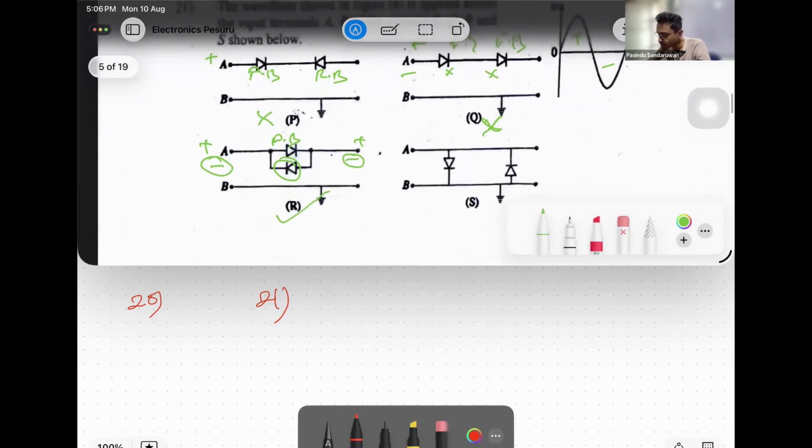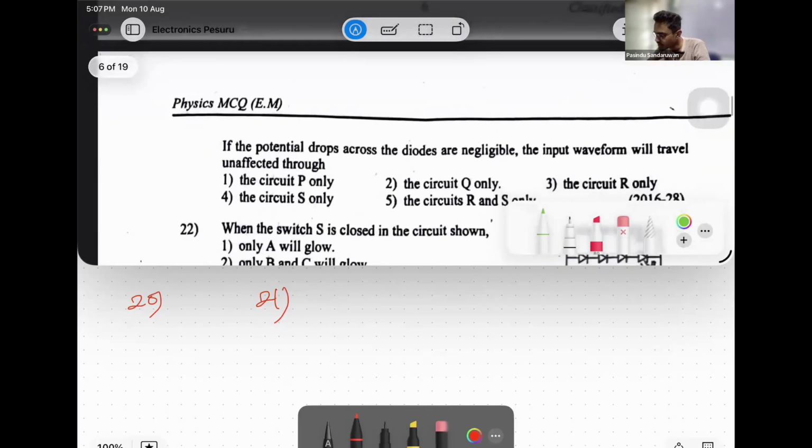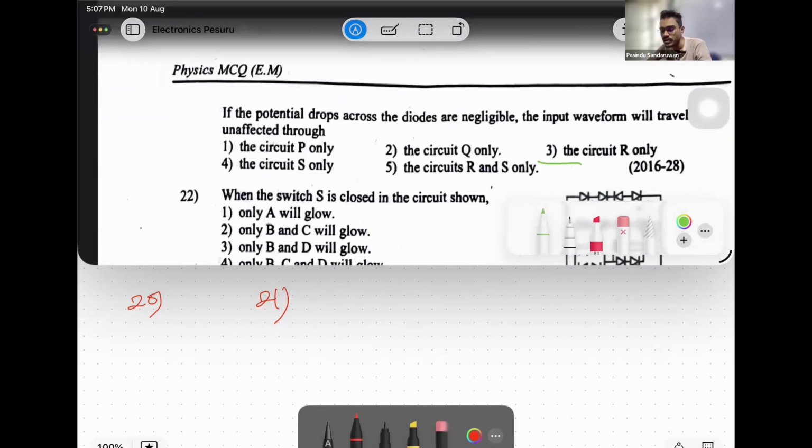Then the next one, if A is plus, this is going to be forward biased. If this is forward biased, this will be plus. And now what has happened to the signal? The signal has inverted. The plus of the signal given from A comes out here. That is inverted, which means the signal is harmed. This is also not a possible scenario because here the signal is inverted. Then it should be only R.